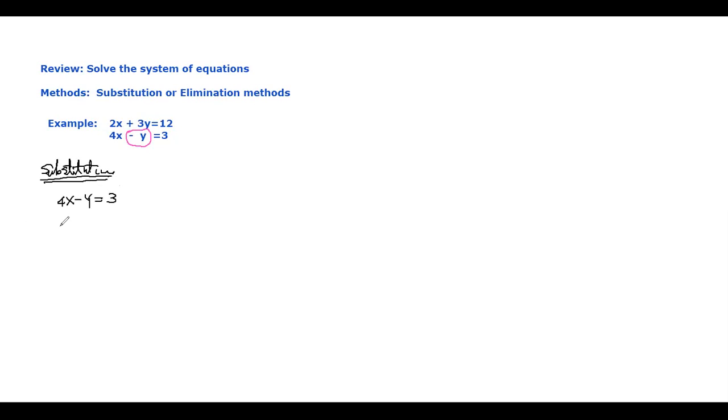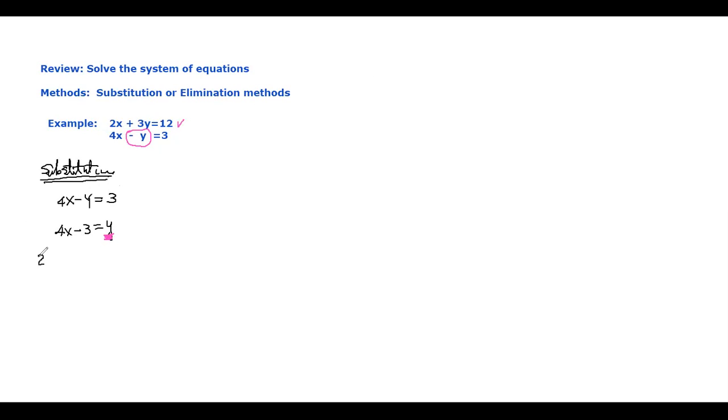Okay, so now you can say 4x minus 3 equals y. You just move the y over. So that's why you can substitute. Then what you can do is substitute the y back into your first equation here, right?